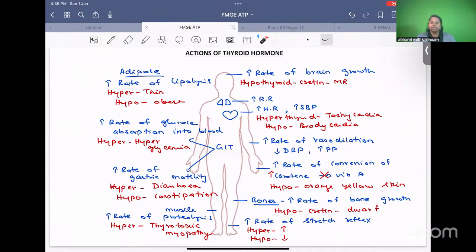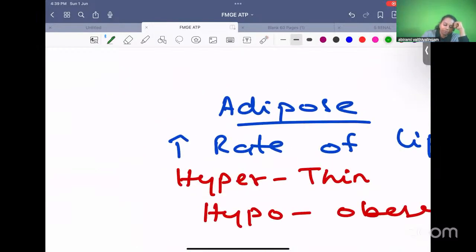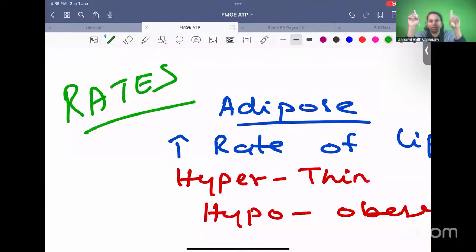Yes, actions of thyroid hormones. So again, the difficult part, remembering the actions. So what we'll do, we are going to remember only one word, rates. Just one word. You remember rates, you can remember all the actions of thyroid hormone. Thyroid hormones will increase all the rates in the body. We will see head to toe what are all the rates increased by thyroid hormones.